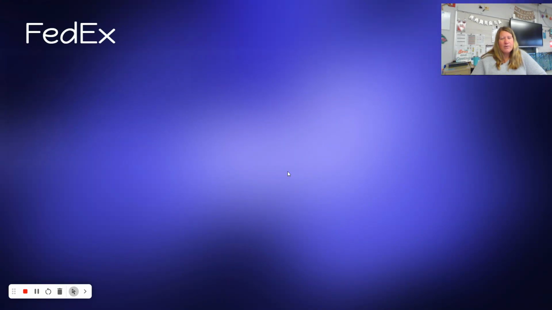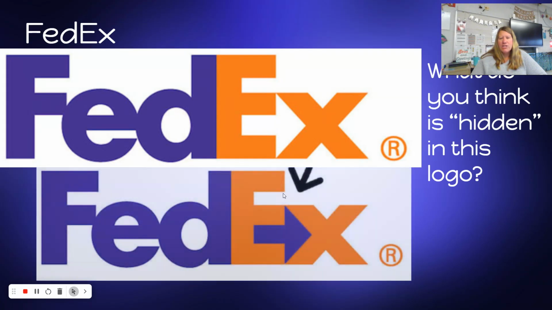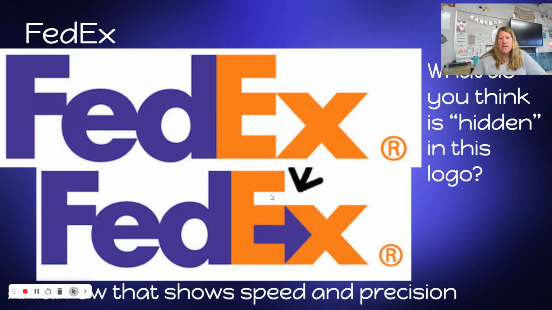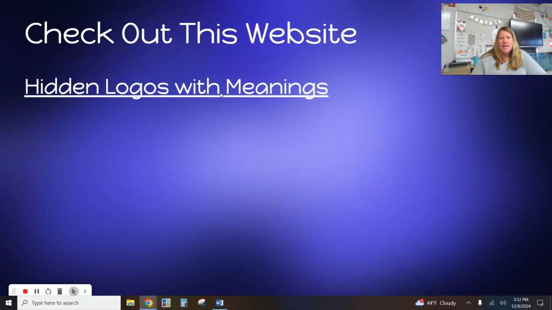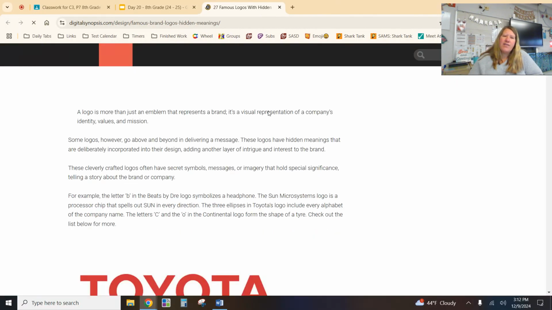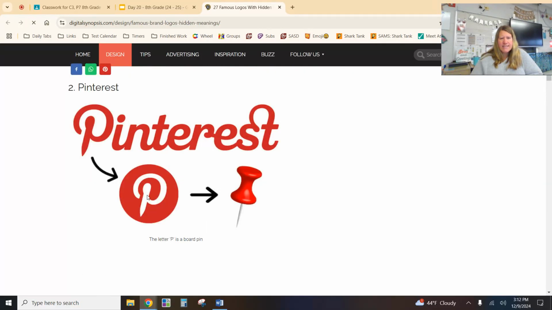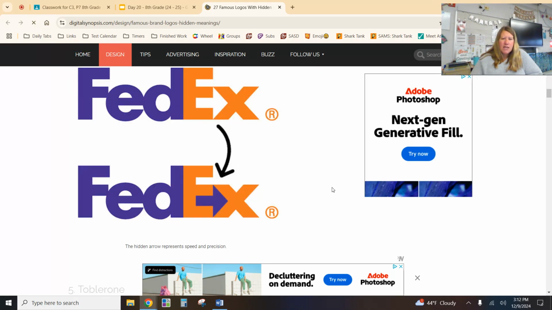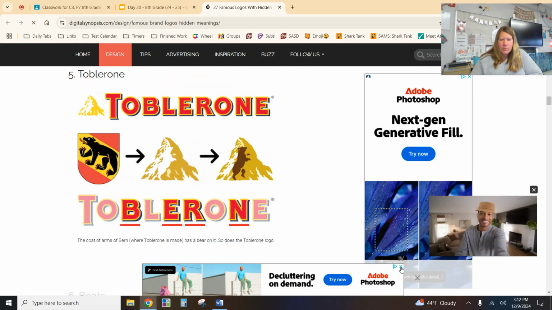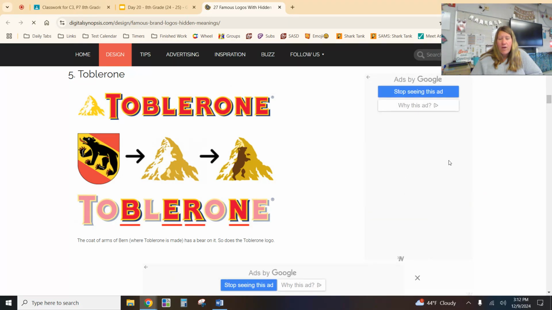FedEx, I think most people know this one, but there is an arrow between the E and the X, which is supposed to just mean like it's speed and precision. Now, here's a website that has some other ones, like Pinterest. This P is supposed to have a pin to it, Pinterest, like you're pinning things to your board. Why is there so many different ads up here that we don't want? Okay.